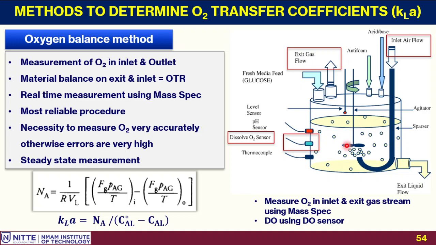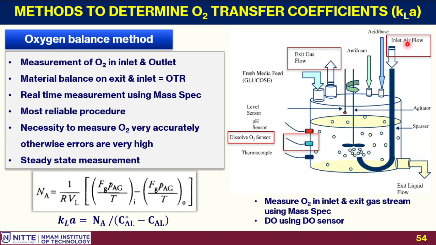How do I identify that oxygen is transferred here? Identify the concentration of oxygen in the air which is coming in, identify the concentration of oxygen that is going out, and take the difference between these two. The rate of oxygen supplied minus the rate of oxygen exiting. Something should have been absorbed here, right? So the difference between these two should be the oxygen transfer rate Na.